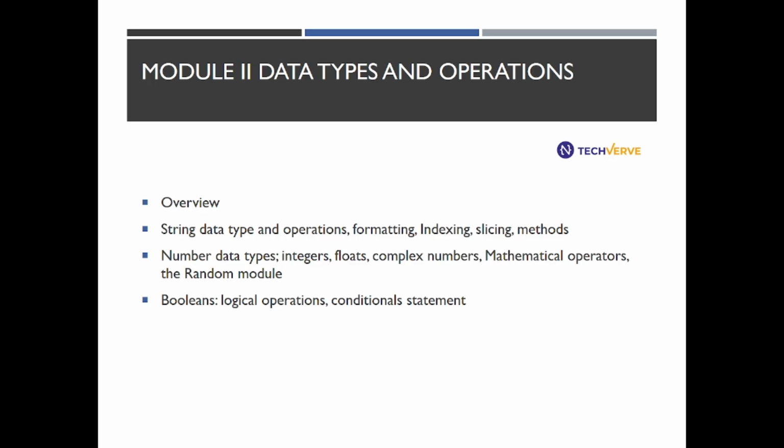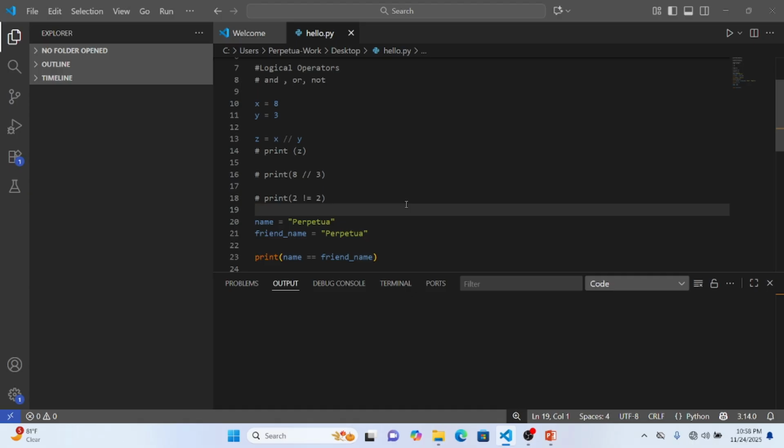In this video, we are going to be working with the string data type and their operations. So without further ado, let us move over to our Visual Studio Code in order to demonstrate the string data type. So back to our VS Code, we still have our former code here.